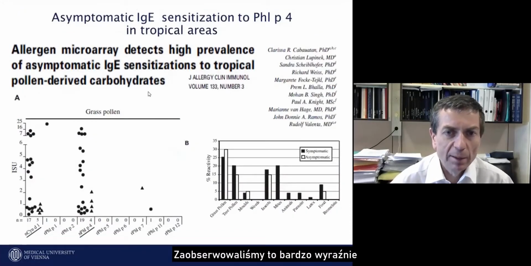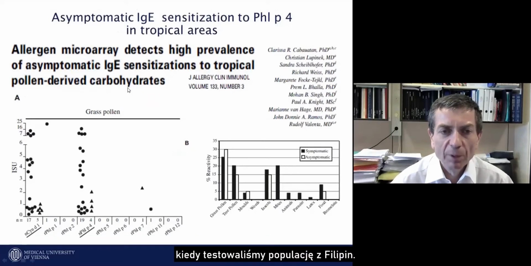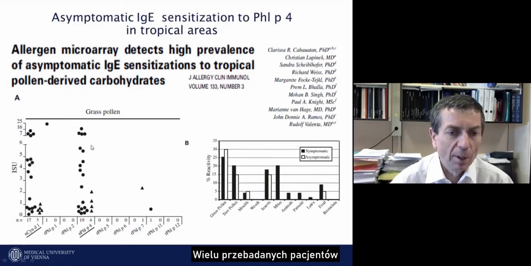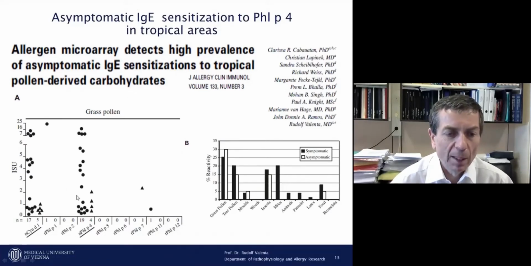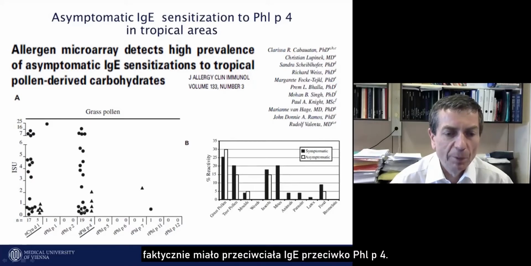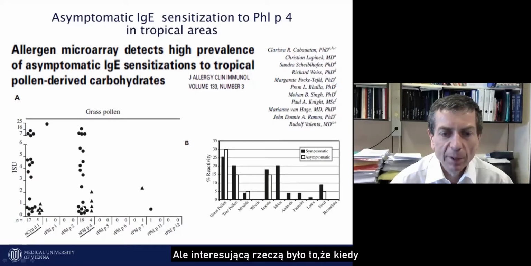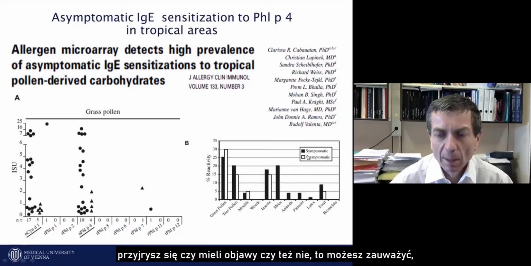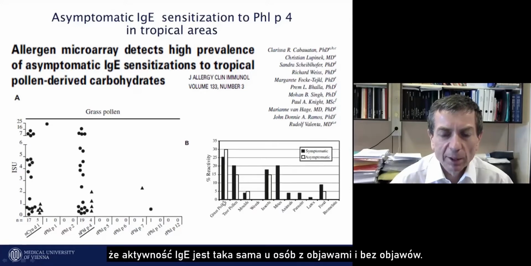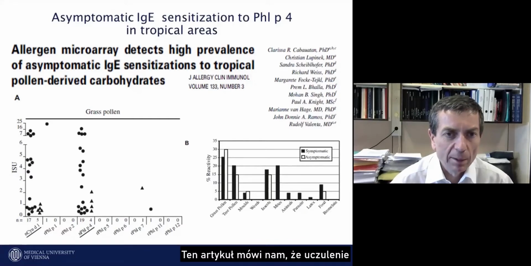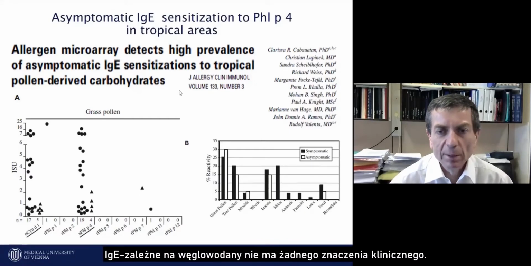We have actually seen this very clearly when we were testing a population from the Philippines. It's a tropical area where many of the investigated patients had actually IgE antibodies against FLUPY4. But the interesting thing was, when you look then whether they have symptoms or not, you can basically see that the IgE activity is the same in the symptomatic and asymptomatic people. And this paper tells us that IgE sensitization to carbohydrates is without any clinical relevance.